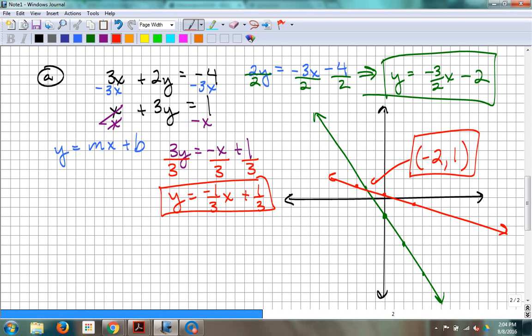-2 times 3 is -6. Plus 2 is -4. It works in the first equation. Let's try it in the second one. -2 plus 3 is +1. It works in the second equation. So we get the ordered pairs there. We can check them by plugging them back in as x and y. Okay, does that make sense?